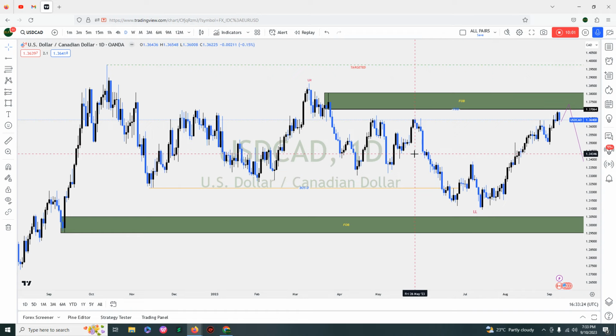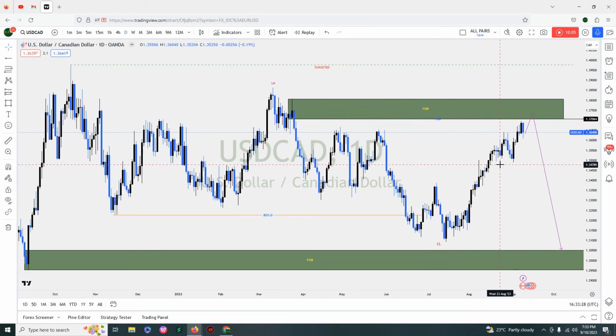For USD Canadian, once the market forms, we will give you now actual setups in the Telegram group.